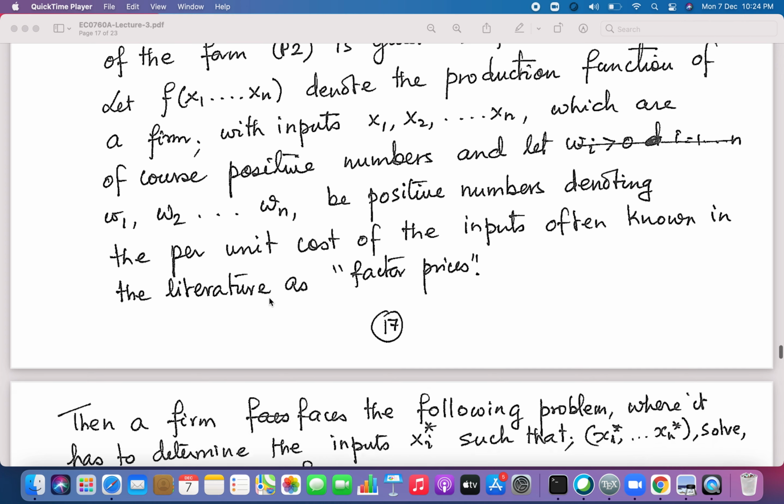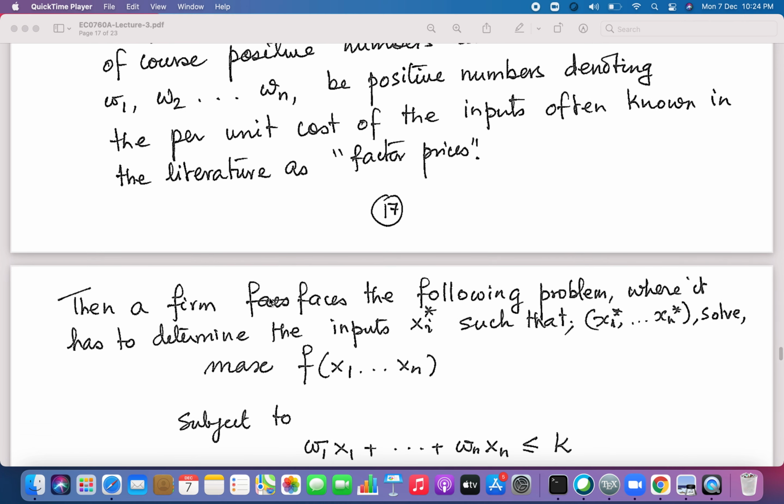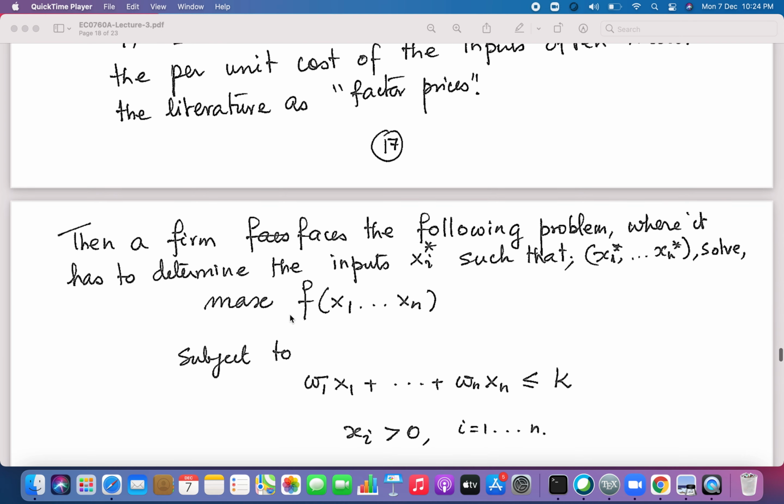So what I have to do, I need to maximize my production. Any firm would like to maximize the production such that W1 x1 plus through Wn xn, this quantity, is less than or equal to k. That is, the total cost that I am putting in has to be below a certain limit. This is the maximum amount of money I can spend, k. It cannot be more than k. I would love to have it less than k.